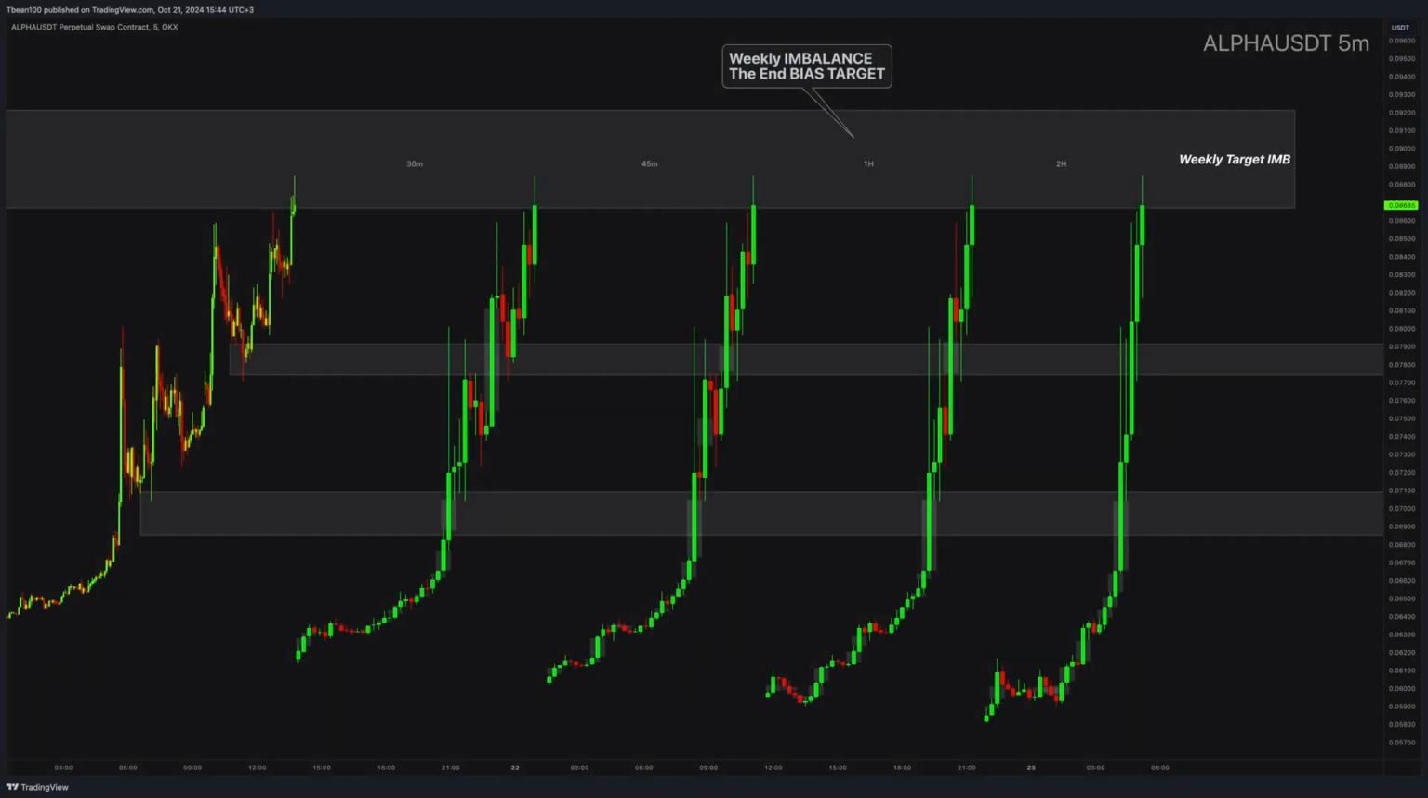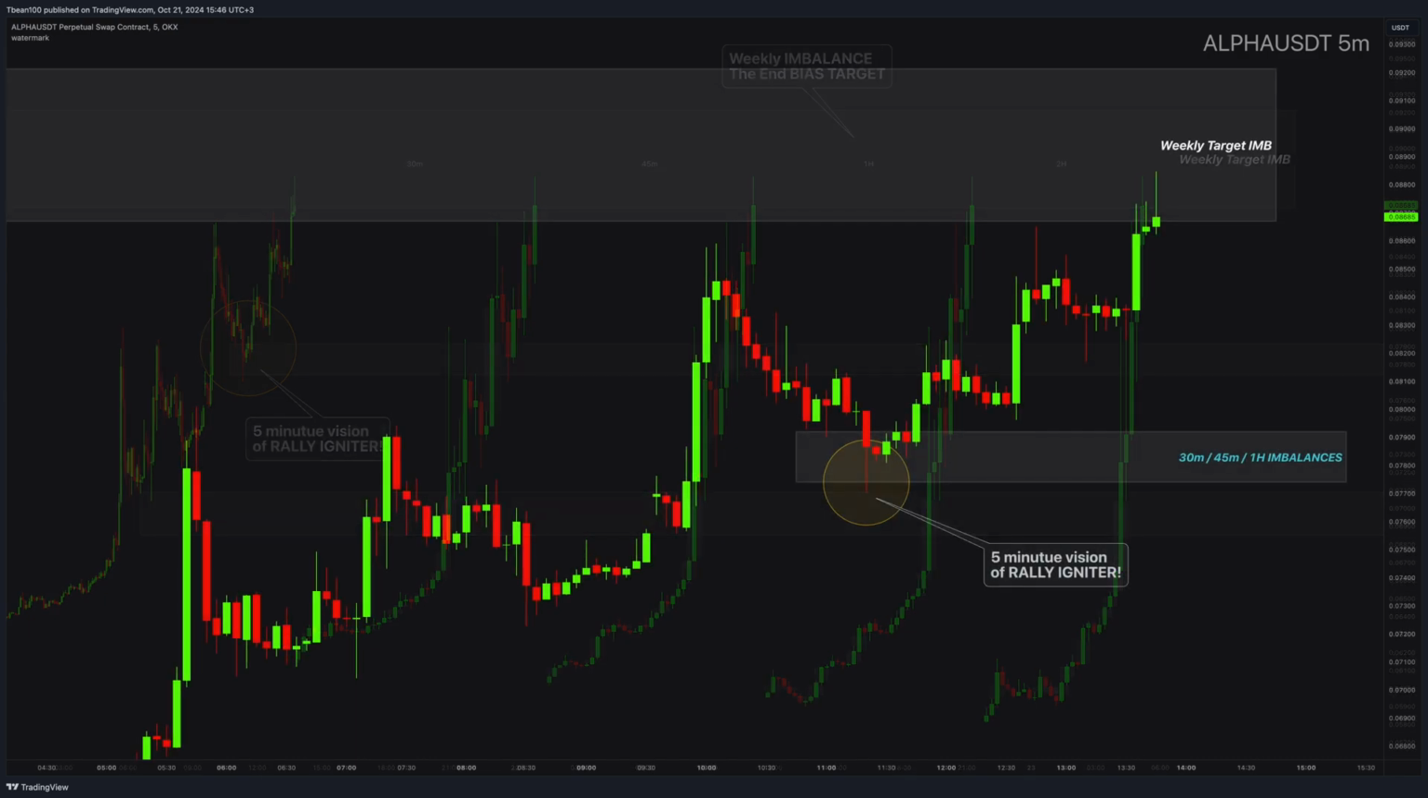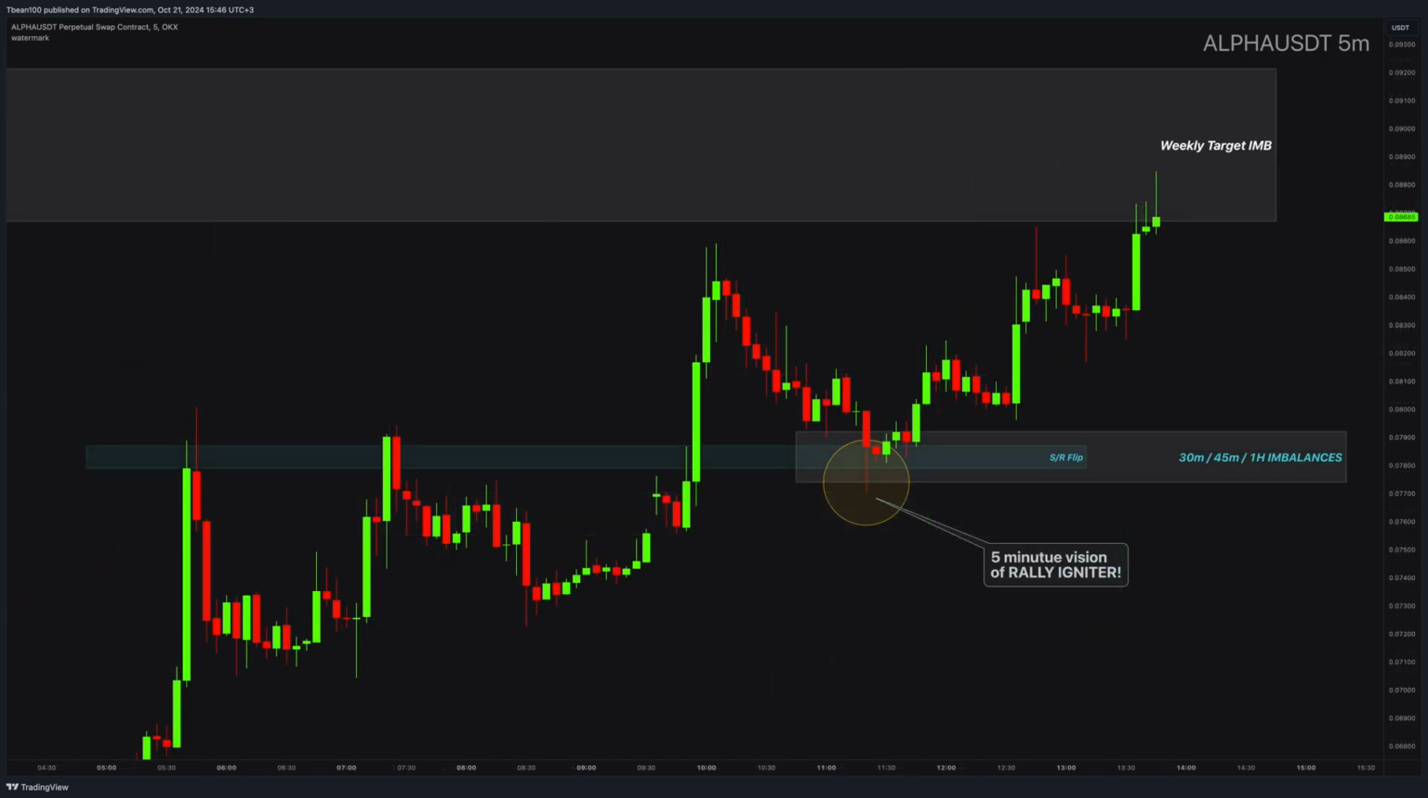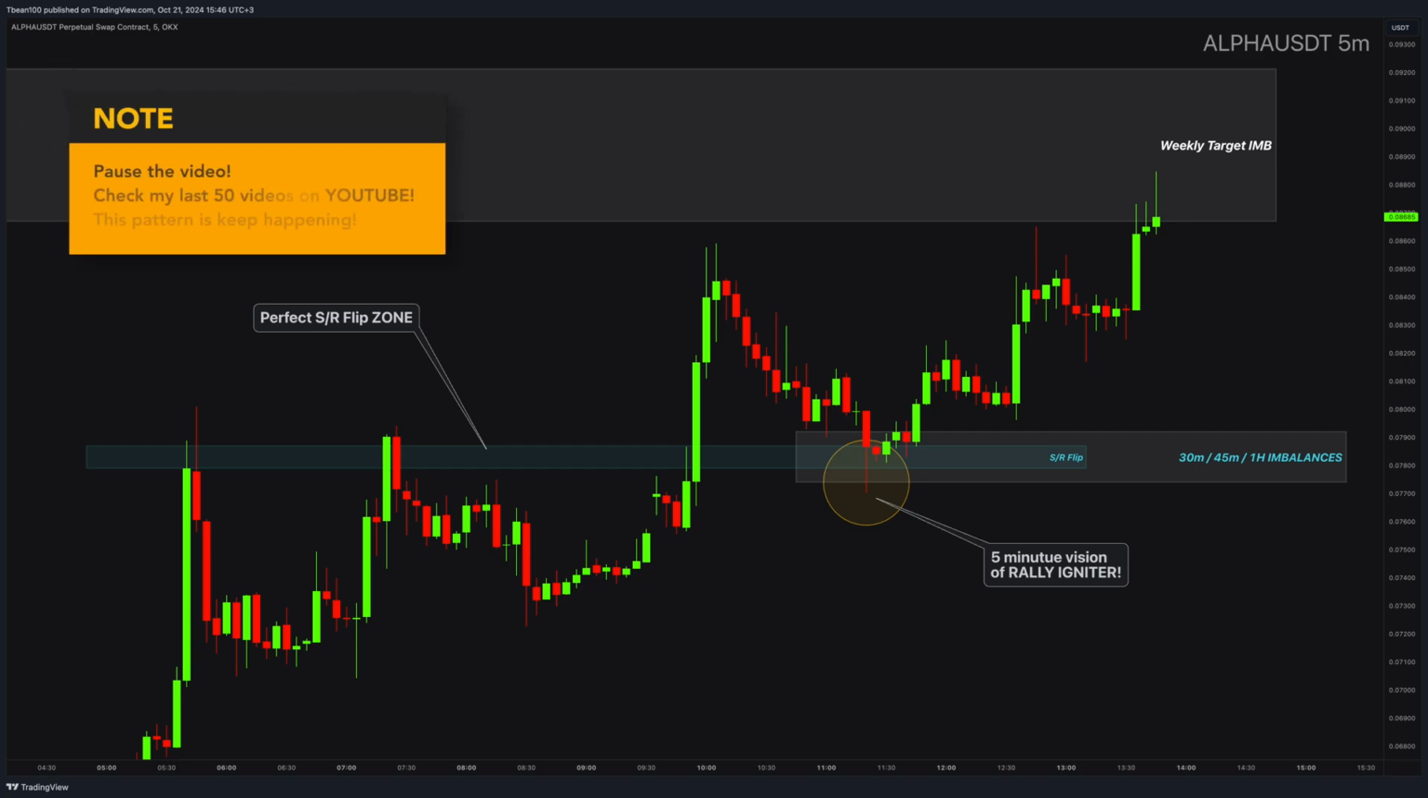Okay, on the right, you can notice the 5-minute time frame. You can see the 5-minute version of the momentum imbalance entry zone. What we are going to do is observe this area in close action and talk further about possible entries. The first thing you can notice is the super support and resistance flip area.